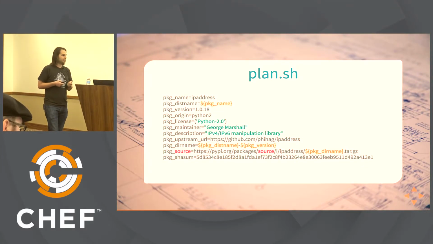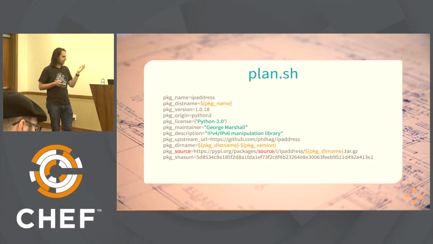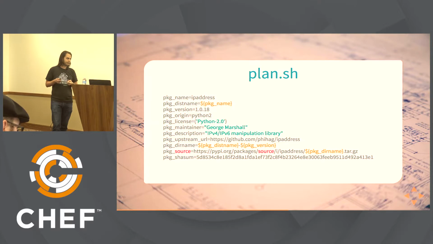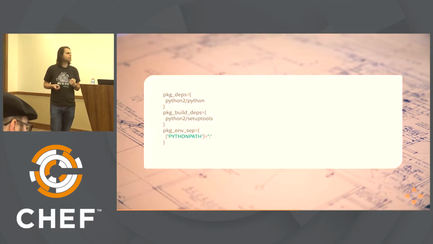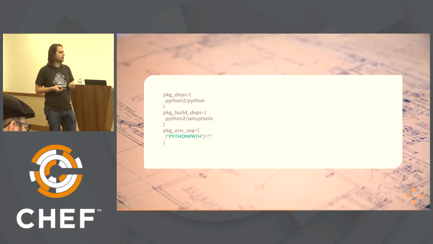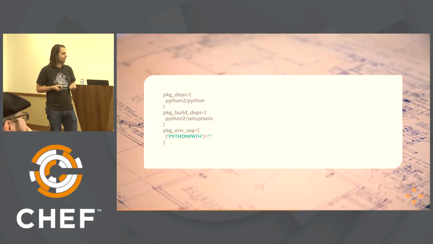Here's one for a Python library called IP address, and just basic metadata here, nothing out of the ordinary. But in the next stage, when we define our dependencies, we define our dependency on Python, and we're using setuptools in order to install this package. And because not every Python package is necessary for runtime, in the case of setuptools for this package, you can actually put it in the build deps. So that way it gets removed from the environment after you've already packaged up your application.